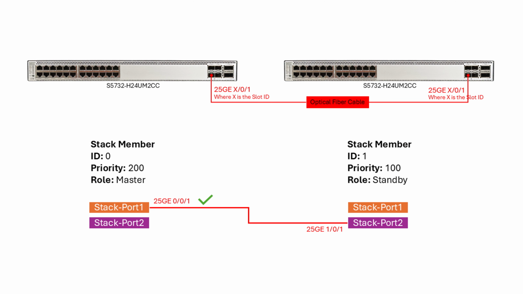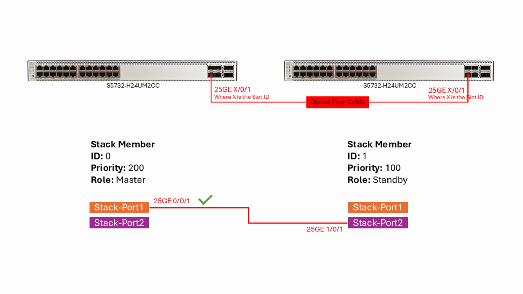Now, let's discuss the example of stacking that we will configure next. On switch 1, we will configure two items. First, we will configure the stack member priority to 200. Second, we will configure stack port 1. On switch 2, we will configure two items. First, we will change the slot ID to 1 and then reboot. Second, we will configure stack port 2.